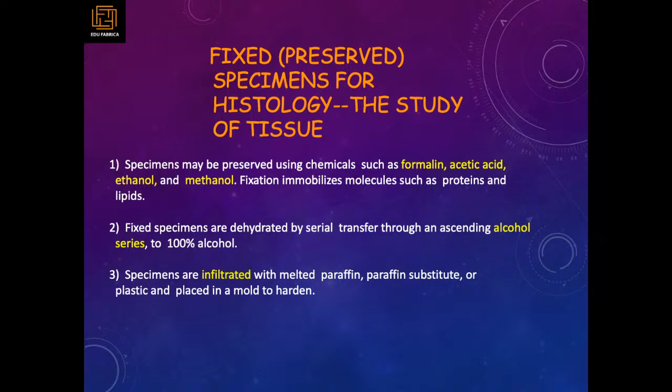Then fixed specimens are dehydrated by serial transfer through an ascending alcohol series, like 40%, 50, 60, 70, 80, 90, 100. Then the specimens are infiltrated with melted paraffin substitute or plastic, and placed in the mold to harden.